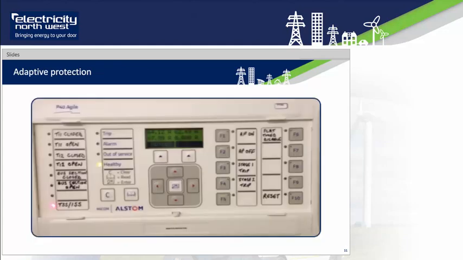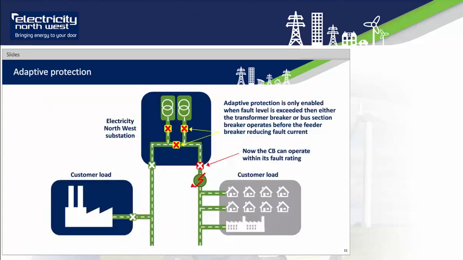This is a photograph of one of the adaptive relays that we've got at a 7 installation, just to give you a view of what adaptive relays look like. To provide some examples on how adaptive protection operates, this is how our network works at the moment.